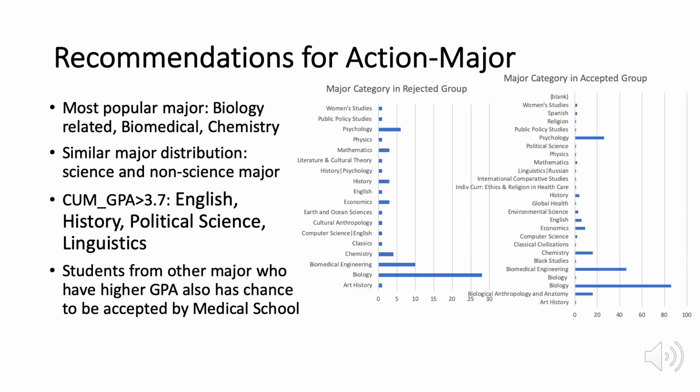For major factors, most students applying to medical school are from biological, biomedical, and chemistry majors. But we also found that students from the two groups have similar major distributions. In the graph, we can see that in the accepted group, we have students from women's studies, Spanish, religions, while these majors can also be rejected. So in most cases, if students have a higher GPA, their major will not be an important issue that affects the probability of being accepted.